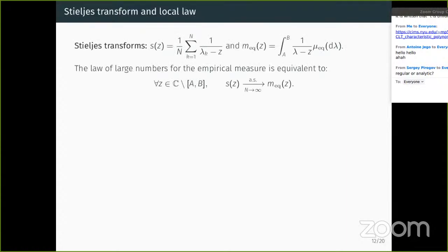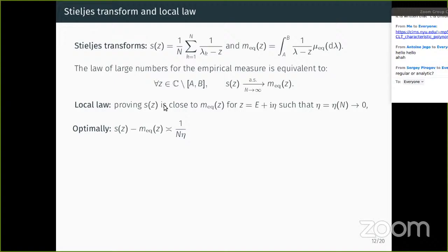So how do we prove this result? The main tool is to prove a strong local law. So what is a local law? A local law is a result on the Stieltjes transform of our model. The Stieltjes transform of a measure is the integral against this measure of the function 1 over lambda minus z for some z in the complex plane. This Stieltjes transform, if you know it for any z, characterizes the measure. So, for example, the law of large numbers can be written as: for any fixed z, the Stieltjes transform of the empirical measure at step n converges to the Stieltjes transform of the equilibrium measure.